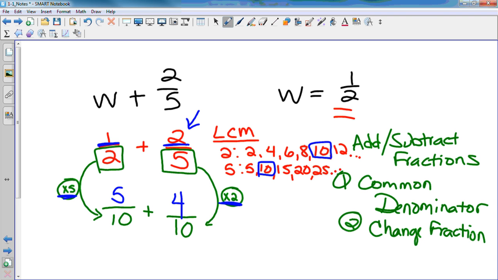So step 2, I change my fractions. If you want to put a side note, you have to multiply, circle, or however you remember, okay, how to change your fraction. Any questions? This is a long and involved process if you're not used to it.